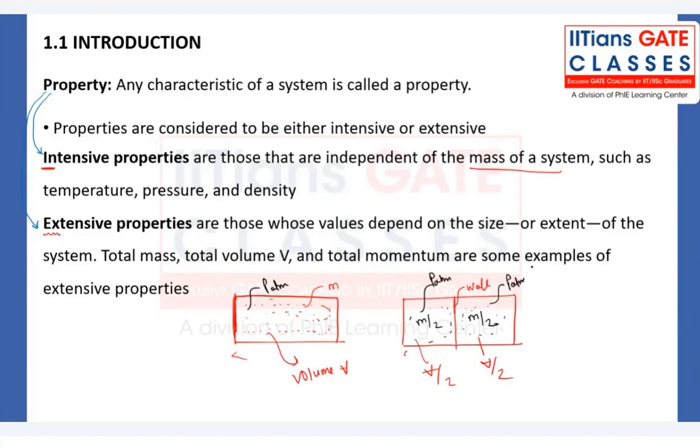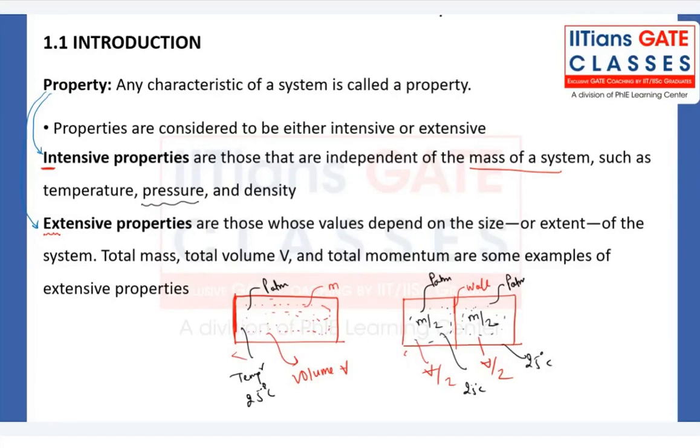Atmospheric pressure, which is exerted by the fluid particles on the room space or room wall, will be the same, right? That's why we are saying pressure. And regarding temperature, let's say your room temperature is 25 degrees centigrade. After dividing the room by the partition wall, the temperature will still remain the same. That's why temperature and pressure will be classified under intensive property.